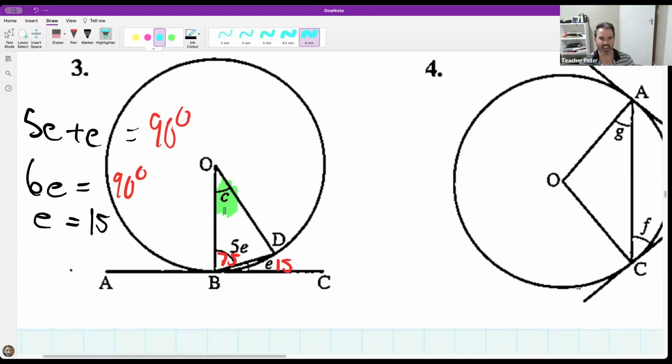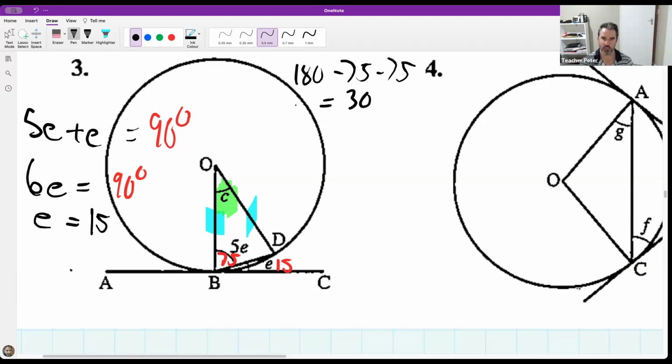Those lovely isosceles triangles that we get with radii. Yep. So what am I going to get for C? So all you need to do is go 180 minus 75 minus 75. And then essentially you're going to get 30. And that would be C. And the reason would be sum of angles in a triangle and also radii. So you know this is 75 because of the radii, and then you know C is 30 because of the sum of angles in a triangle.